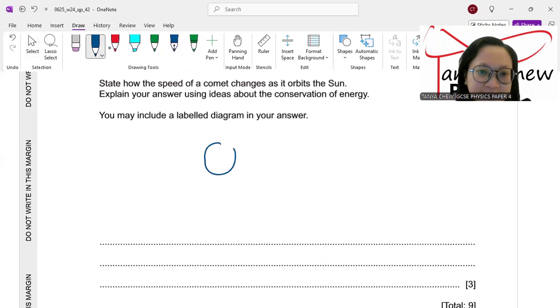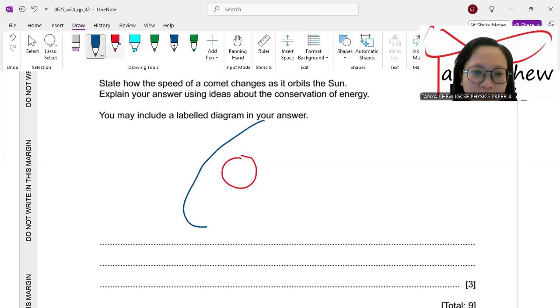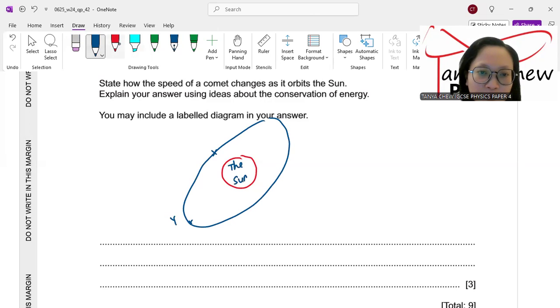So I said that this is a sun, and then this is the path of the comet. Path of the comet must be elliptical, remember? Oh, my sun is not round enough. Give me a while. Okay, I draw big and round sun. And then, this is not touching, elliptical. Okay, at point X. And then this one is at point Y. So this is the sun. This is comet. Right, so I will explain.